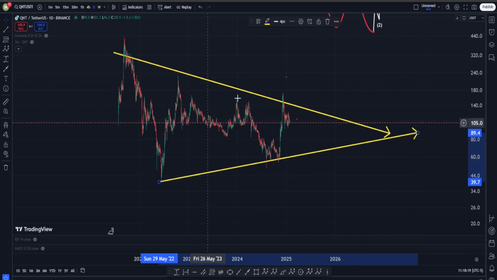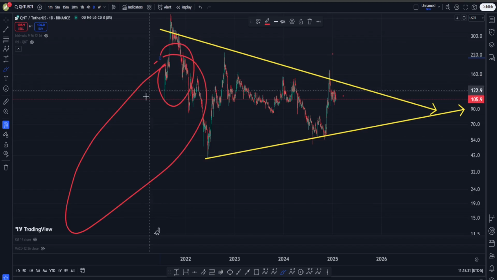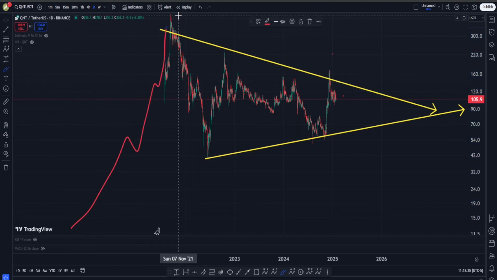Now, why do I say this is actually a bullish triangle? Because although in this chart from Binance we don't have the moves before these candles, we actually had in this phase a massive bull run to somewhere around the all-time high, about $450.